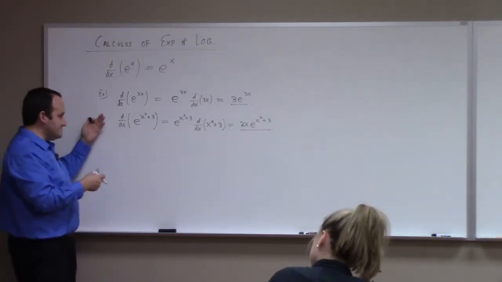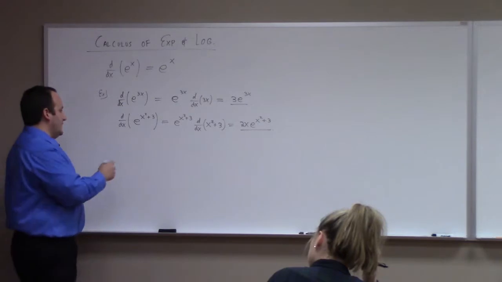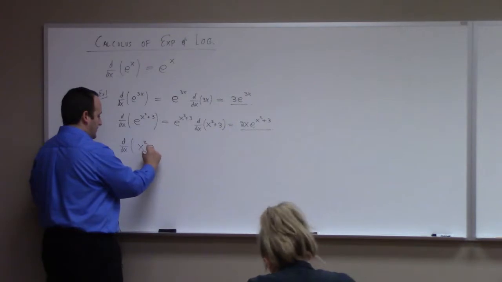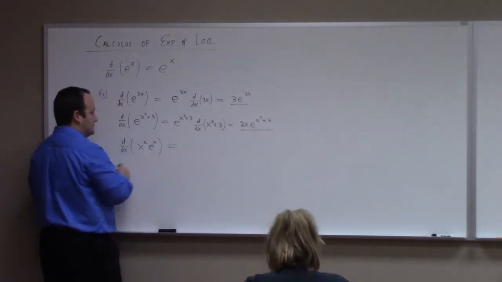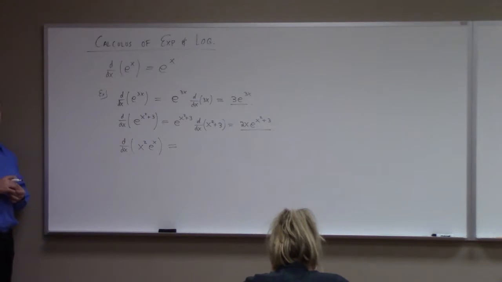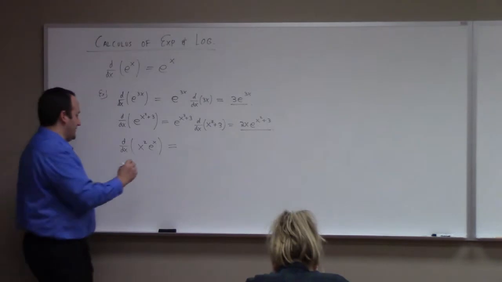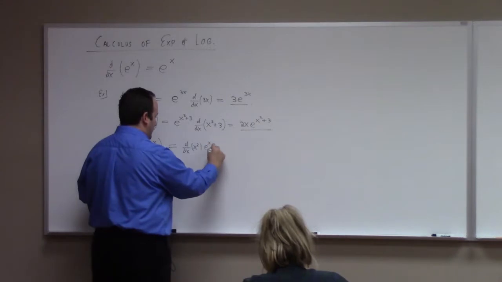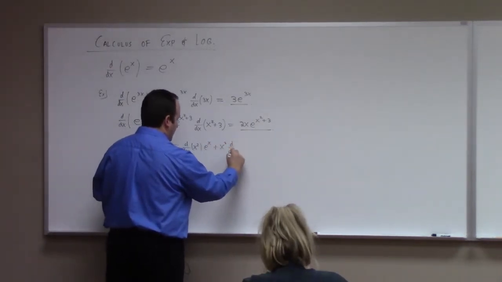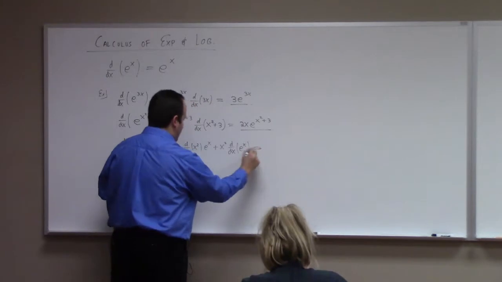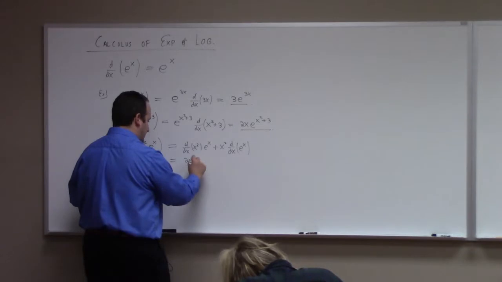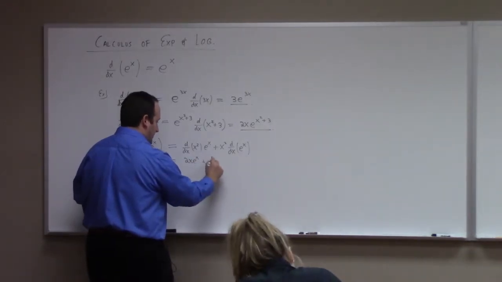But let's see here. What else could we do? What if I had something like d dx of x squared e to the x? How would that go? Product rule. Very good. So we do the derivative with respect to x of x squared times e to the x, plus x squared times the derivative with respect to x of e to the x. But of course that is just 2x e to the x plus x squared e to the x.